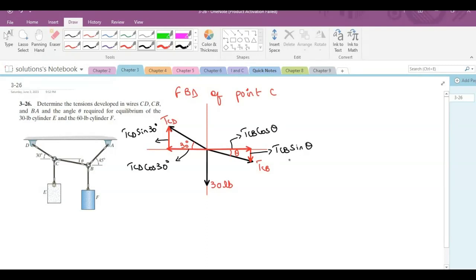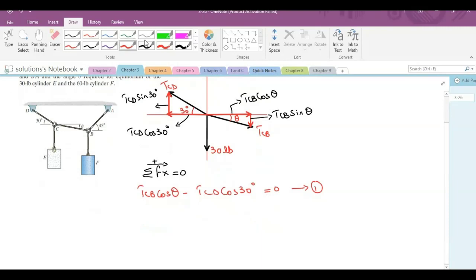Now we can write the equations of equilibrium. Our first equation is summation of forces in x direction equals 0. I am considering right hand side as positive. So we have TCB cos theta minus TCD cos 30 equals 0. Let's call this equation 1.